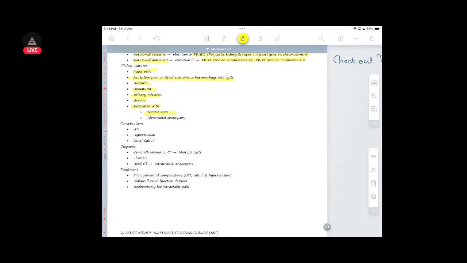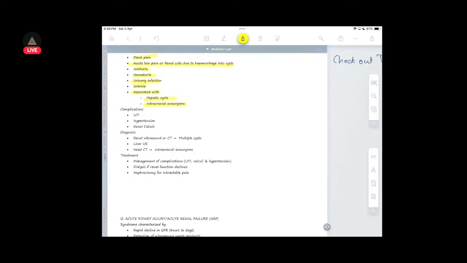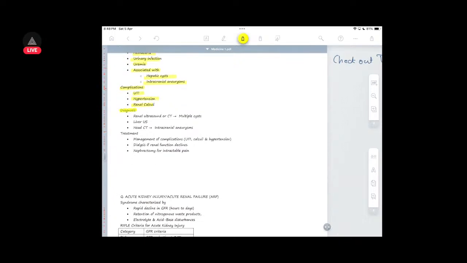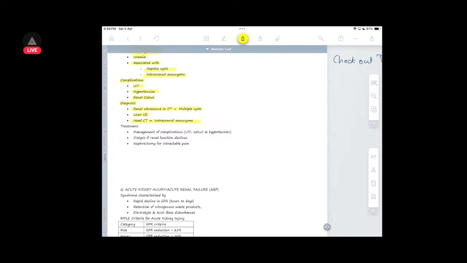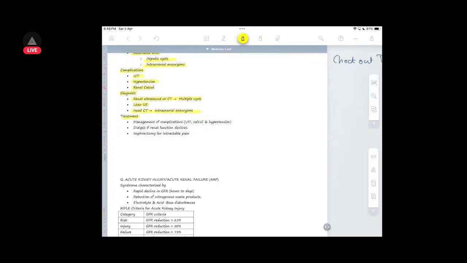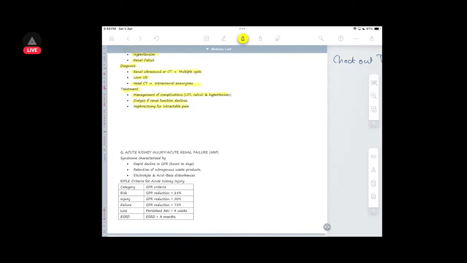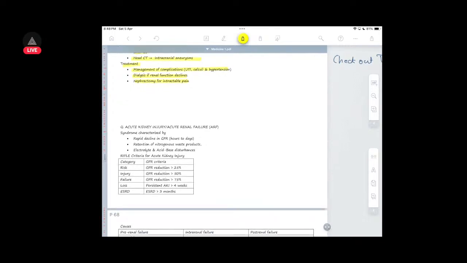It is associated with hepatic cysts and intracranial aneurysm, berry aneurysm. Complications include UTI, hypertension, renal calculi. Diagnosis is by CT, liver ultrasound, and head CT for the aneurysms. Treatment: you manage the UTI, calculi and hypertension. You treat the complications. You give dialysis if renal function declines, and nephrectomy for intractable pain. You remove the kidney if the pain doesn't go, and dialysis if the renal function declines.